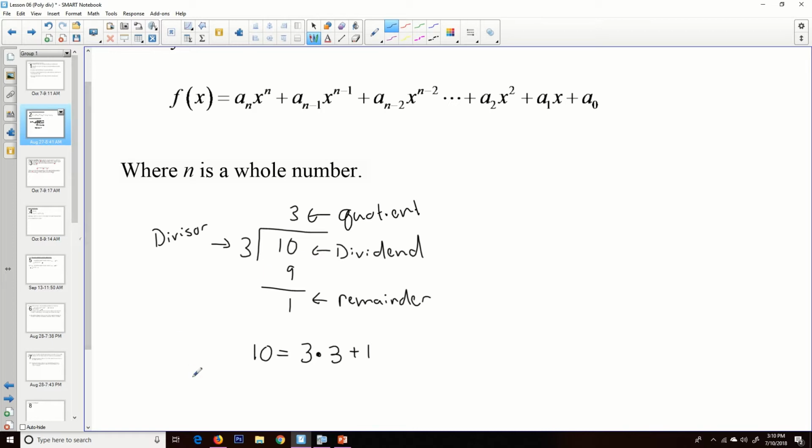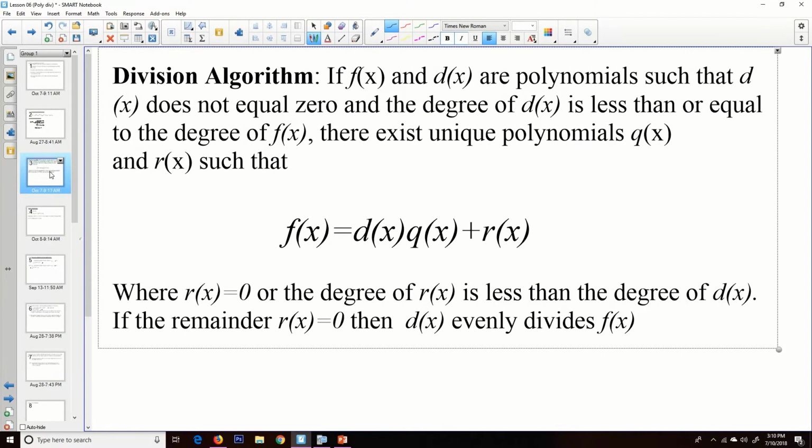And that's going to be important because we're going to be essentially doing this once again, except instead of using whole numbers, we're going to use polynomials. So the division algorithm says this: if f of x and d of x are polynomials such that d of x does not equal 0, and the degree of d of x is less than or equal to the degree of f of x, then there exist unique polynomials q of x and r of x such that this division algorithm holds true, where r of x equals 0 or the degree of r of x is less than the degree of d of x. If the remainder r of x equals 0, then we can say that d evenly divides f of x.